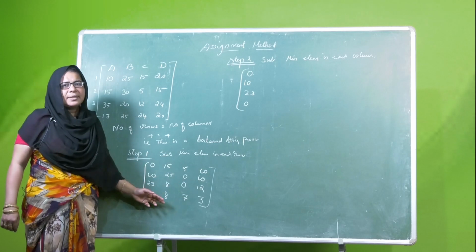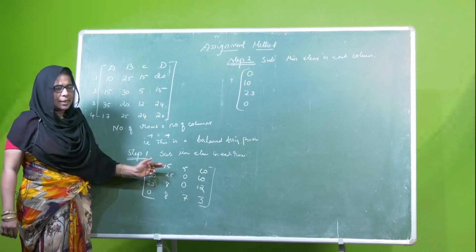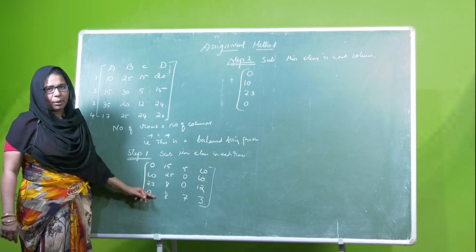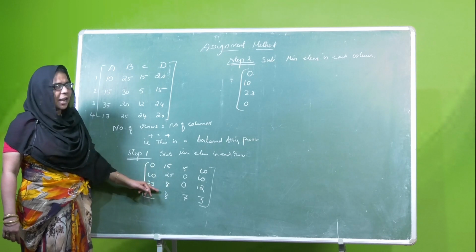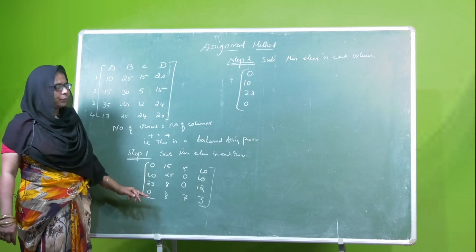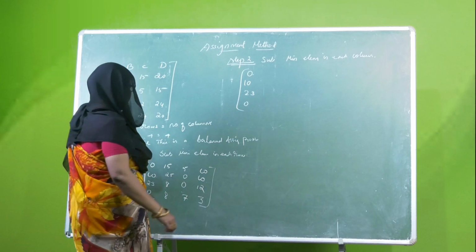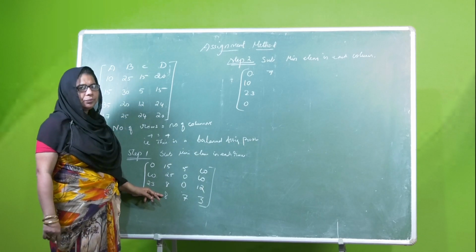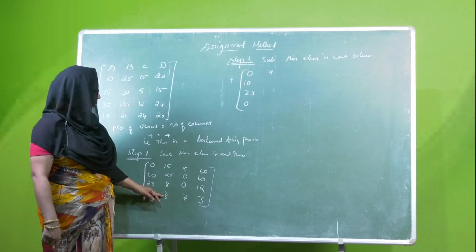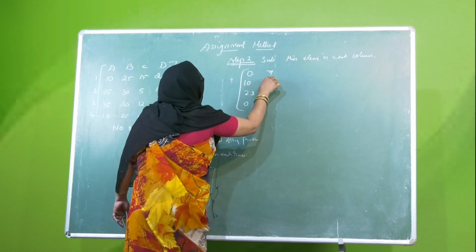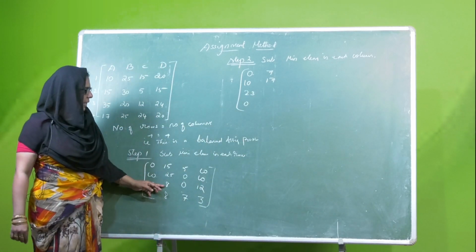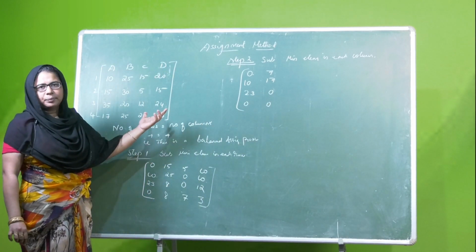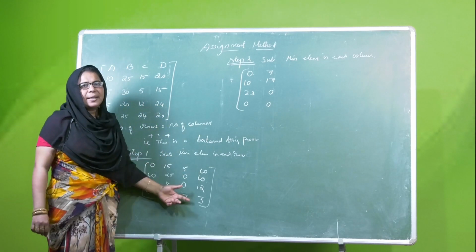What is the minimum element in the second column? 8 is the minimum element in the second column. So, we subtract 8 from all the elements, including itself. So, what is the answer? 7. So, 25 minus 8, 17. 8 minus 8, 0 and 8 minus 8, 0. Is it correct?